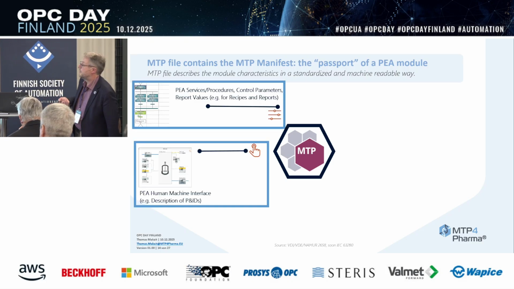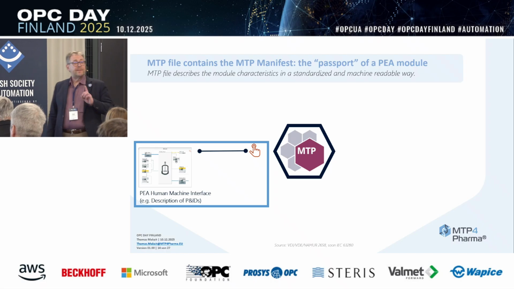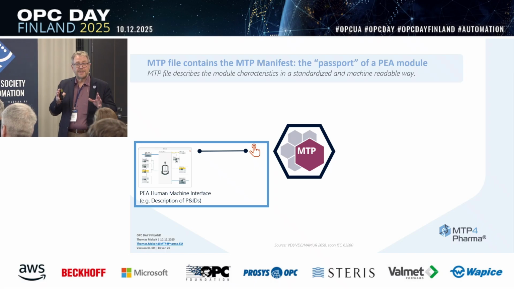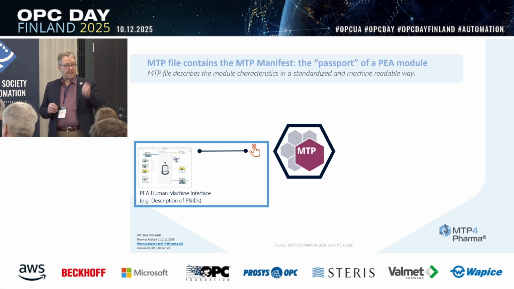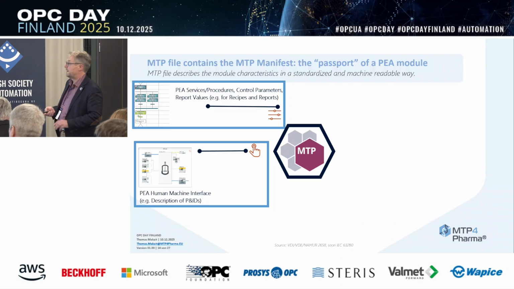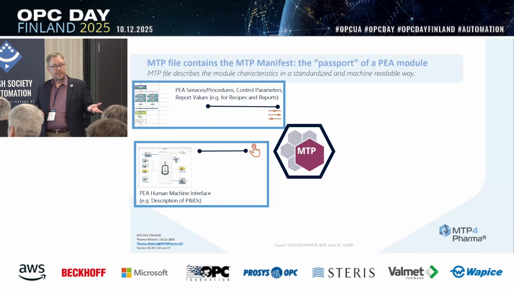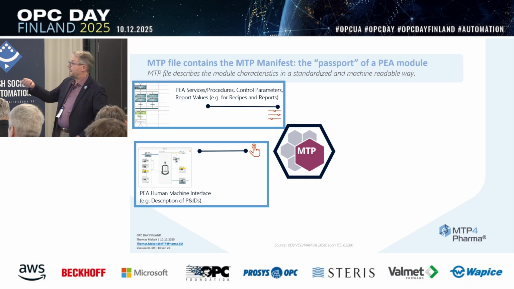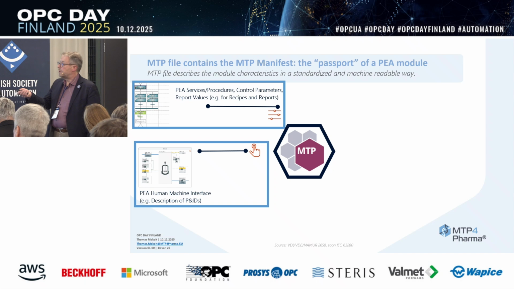Eleven minutes, okay, we speed up a bit. So we have the HMI. This is very important. The HMI elements, active and passive elements, pipes, indicators are defined vendor agnostic. Depending on which DCS you import this into, according to the library, it pulls the library objects of this DCS system. That's a very important aspect: to be vendor neutral and to connect any PEA to any DCS. Then we have the services, procedures, report values, control parameters, and report values for recipes and reports.